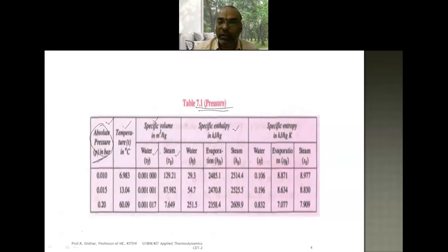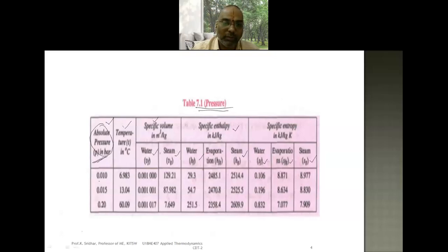Similarly, the specific enthalpy: hf is the enthalpy of the saturated liquid, hg is the enthalpy of the dry saturated steam, and hfg is the latent heat of vaporization, which is always equal to hg minus hf. And for the specific entropy, similar to the enthalpy, we have the entropy of the liquid, sf, and the entropy of the dry saturated steam, sg, and sg minus sf is equal to sfg. That holds whether it is the pressure based table or the temperature based table. Our intention is always to find the three important properties of the steam: specific volume, specific enthalpy, and specific entropy.